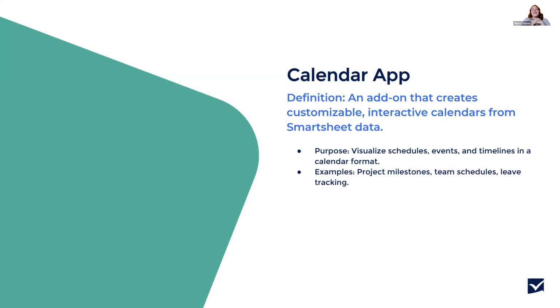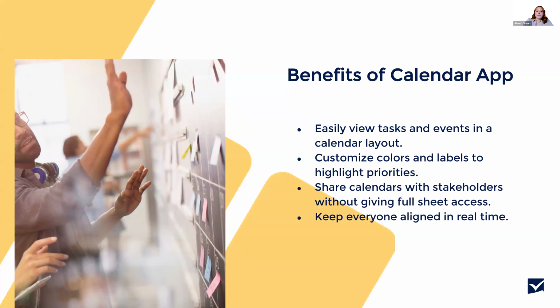All right. So the purpose of Calendar App is to visualize schedules, events, and timelines in a calendar format. Some examples are project milestones, team schedules, leave tracking, that sort of thing. All right. So what are the benefits of Calendar App? You can easily view tasks and events in a calendar layout, customize colors and labels to highlight priorities, share calendars with stakeholders without giving full sheet access, and keep everyone aligned in real time.